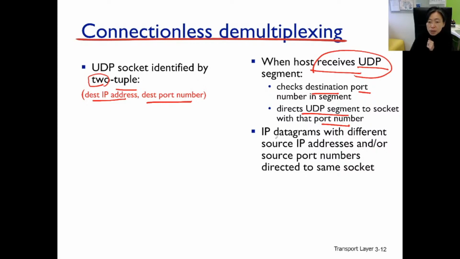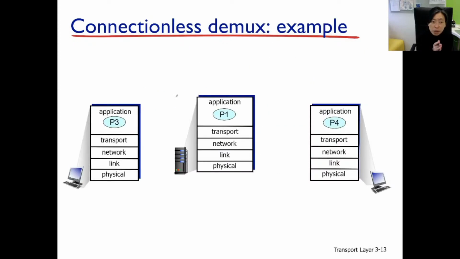So datagrams with different source IP addresses and different source port numbers, as long as they come to the same destination IP address and same destination port number, will be going through the same socket. So demultiplexing for UDP is slightly simpler. All we care about is the destination address and port number. So here's an example of connectionless demux.